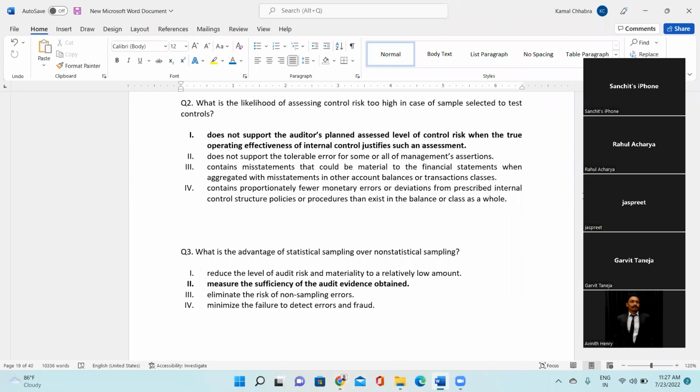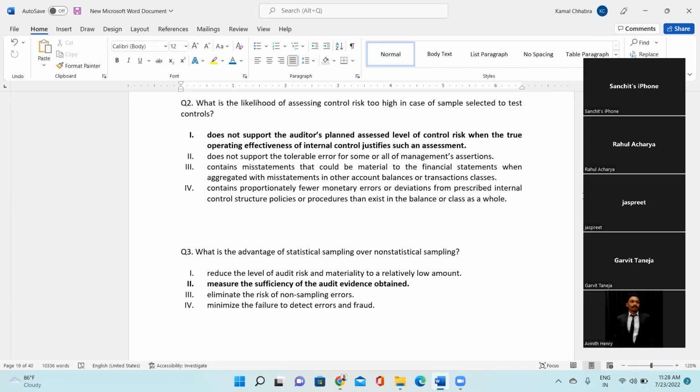My second or fourth option to directly rule out हो रहा है. Yes, because that is fourth option में तो हाँ वो second option तो is talking about tolerable error that is not applicable to controls. और ये जो last option है fewer monetary errors or deviations ये इसके साथ fit नहीं होता with the question.